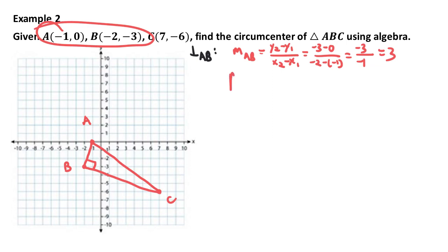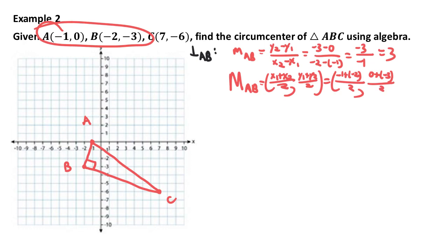Then we'll get the midpoint of AB, capital M, which I remind you is x sub 1 plus x sub 2 over 2, y sub 1 plus y sub 2 over 2. All right, that's going to be negative 1 plus negative 2 over 2. And we got 0 plus negative 3 over 2. All right, which is negative 3 halves, comma, negative 3 halves.